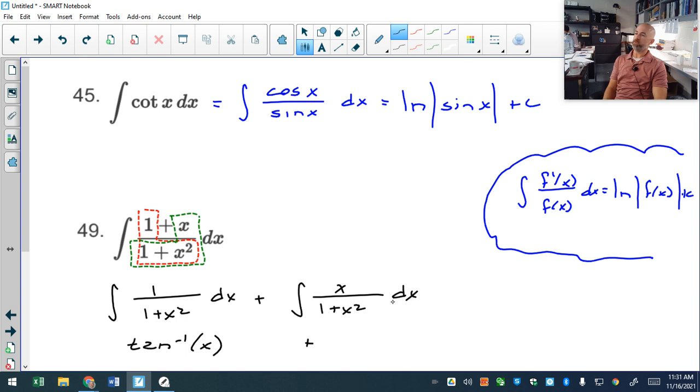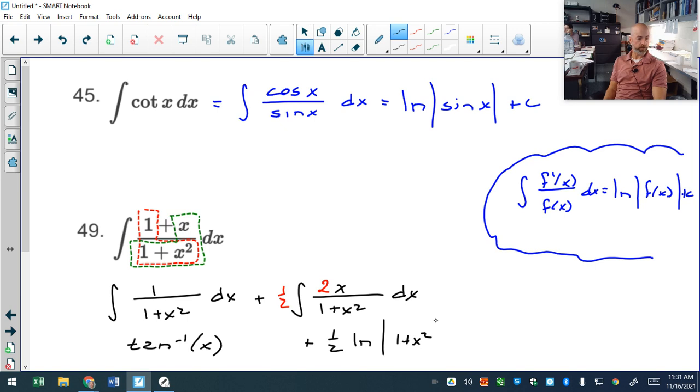And then what about this one? Dude, this one will be a natural log. Is the top the derivative of the bottom? Not yet, but I can easily make it happen. I can put a 2 and a 1/2. And so the antiderivative of that one will be 1/2 natural log of 1 plus x squared.